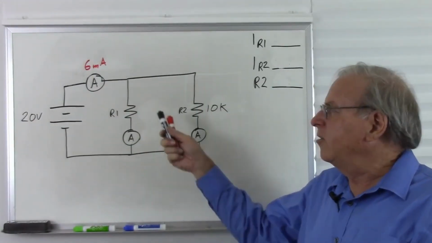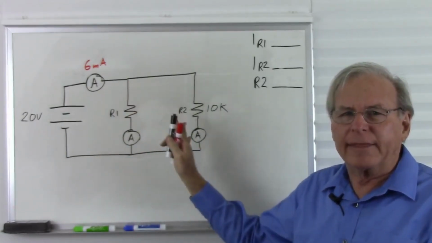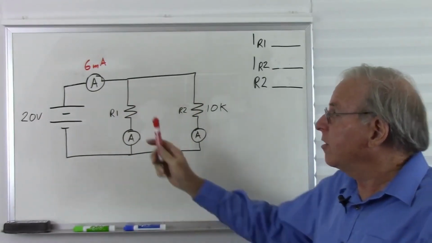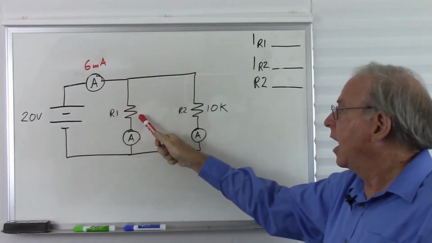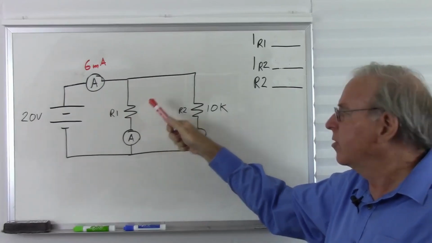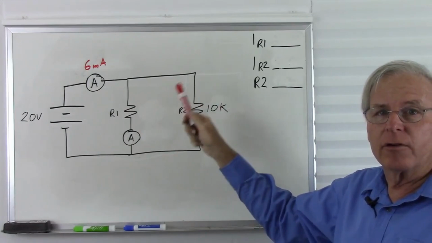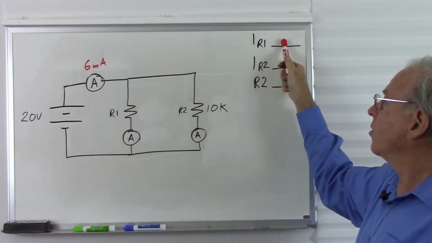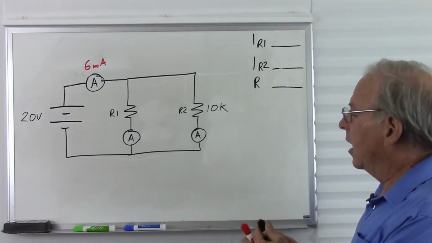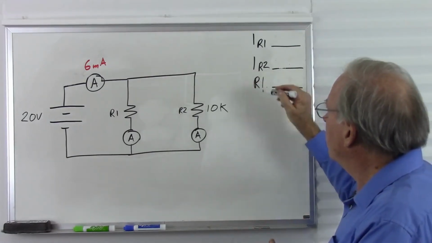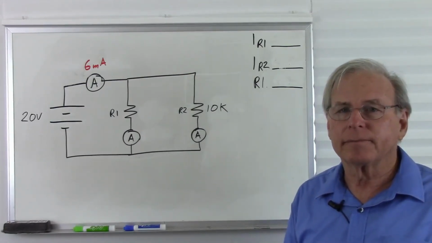We're transitioning into the kind of units we're using, so let's do another problem like that to make sure we understand. So now I have 20 volts, 6 milliamps of current. I don't know what R1 is, but I know that R2 is 10K. So let's figure out this circuit. We want to know the current through R1, the current through R2, and the value of R1. Go ahead and pause the video and solve the problem.